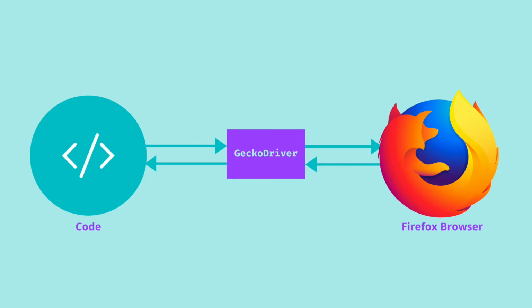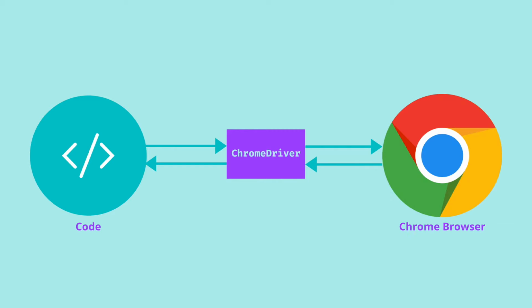This shows what I'm talking about. On one end, you have our code, and on the other end, you have Firefox. The Gecko driver sits in the middle and communicates information back and forth. So the code might send an instruction to click a button. The driver will receive that instruction and transmit it to Firefox's native API. Then, Firefox will perform the action and send the result back through the driver. Chrome works the same way, but as you can see, the difference is in the driver. Chrome driver sits in the middle instead of Gecko driver.